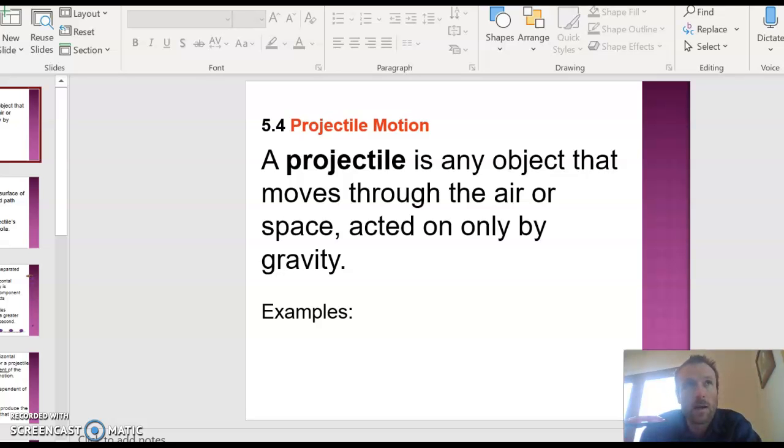So think about some examples for a moment. What are some things that might follow this definition? Great. You probably have a few ideas. What's coming to my mind? Golf ball, bullet, bow, basketball flying through the air, soccer ball, any sort of ball that's flying through the air, cannonball, and all of these projectiles are going to follow the physics that we learned here today.